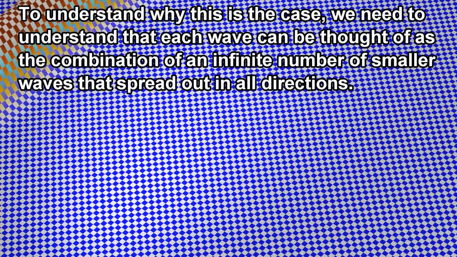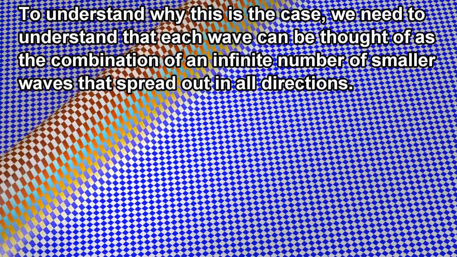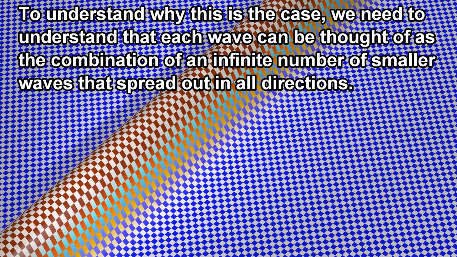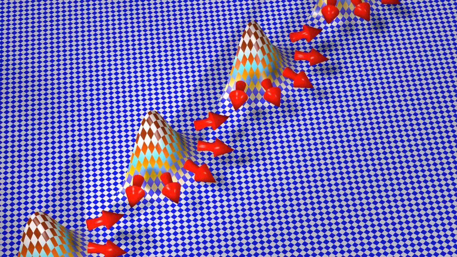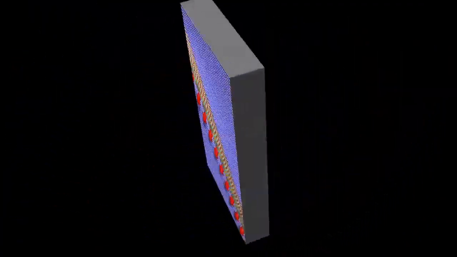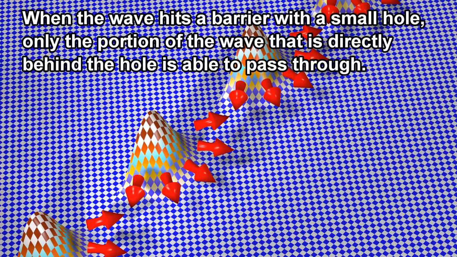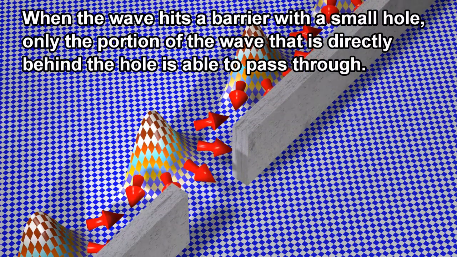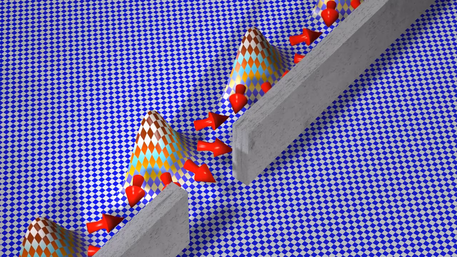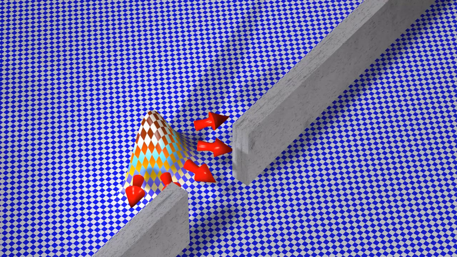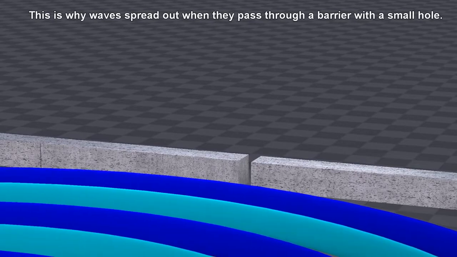To understand why this is the case, we need to understand that each wave can be thought of as the combination of an infinite number of smaller waves that spread out in all directions. When the wave hits a barrier with a small hole, only the portion of the wave that is directly behind the hole is able to pass through. This is why waves spread out when they pass through a barrier with a small hole.